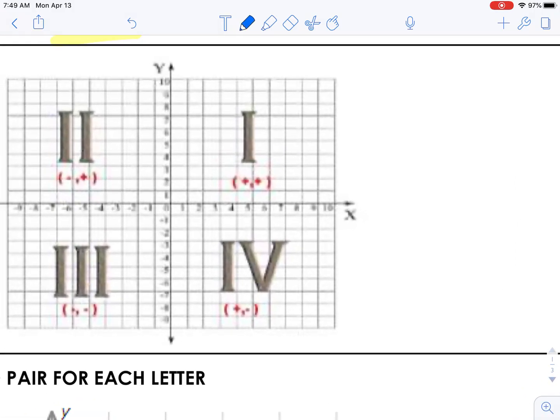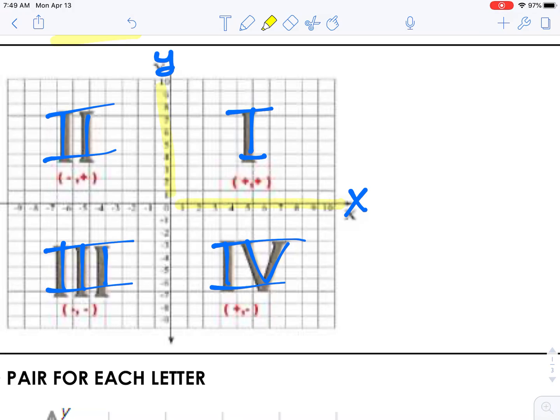Let's just do a little review of our coordinate plane. This is our x-axis, and this is our y-axis. They break this up into quadrants. This is quadrant 1, quadrant 2, quadrant 3, and quadrant 4. Positive numbers for our x are here, and for our y are here. Negative numbers are to the left and down.